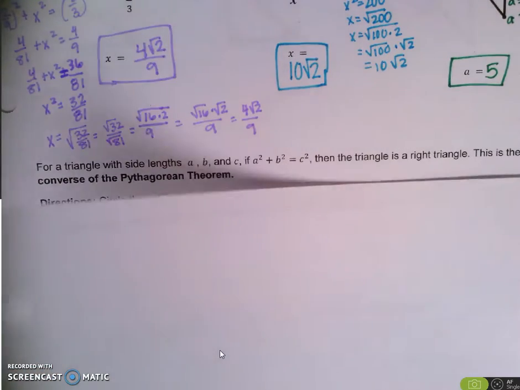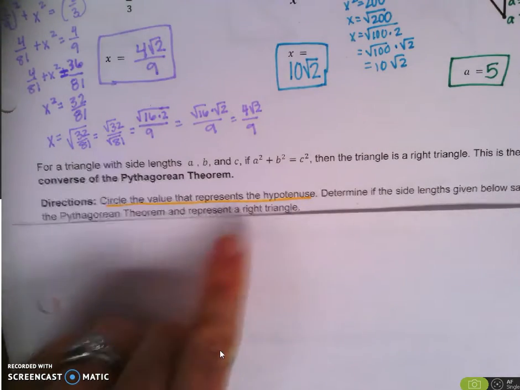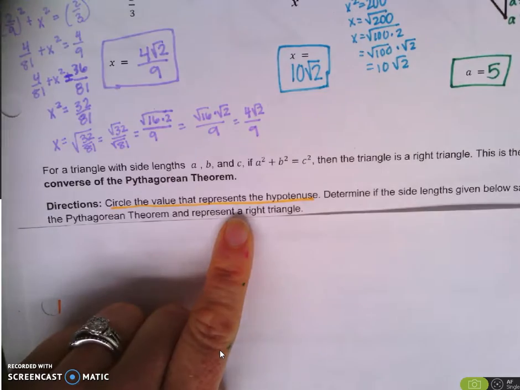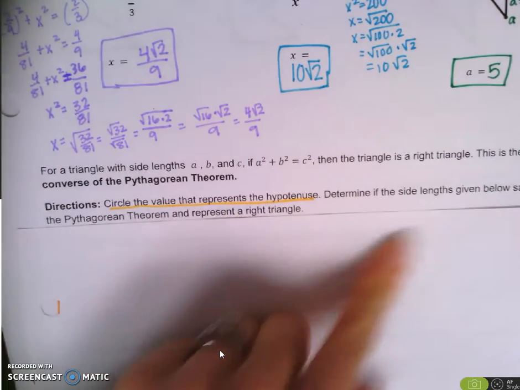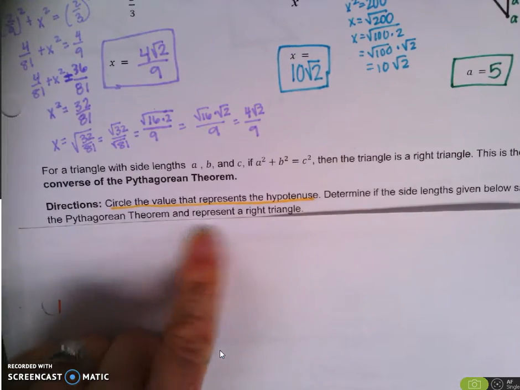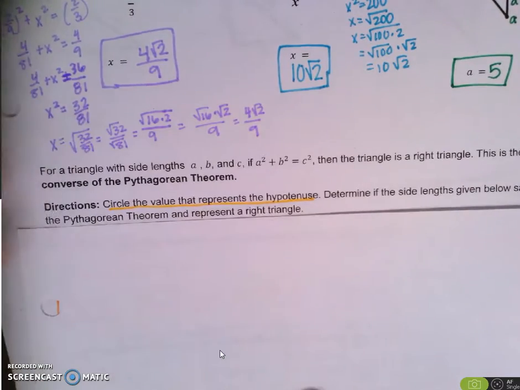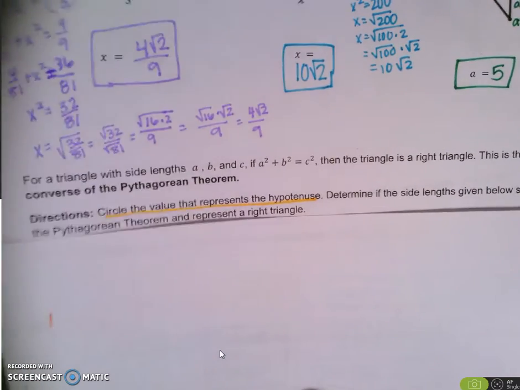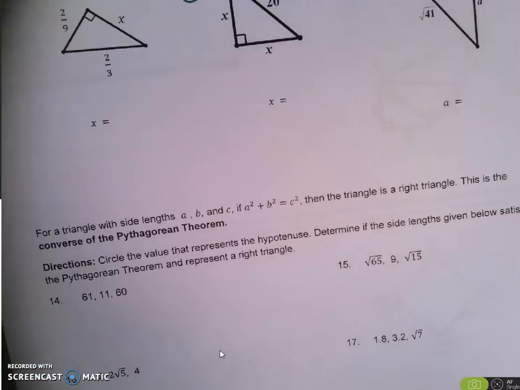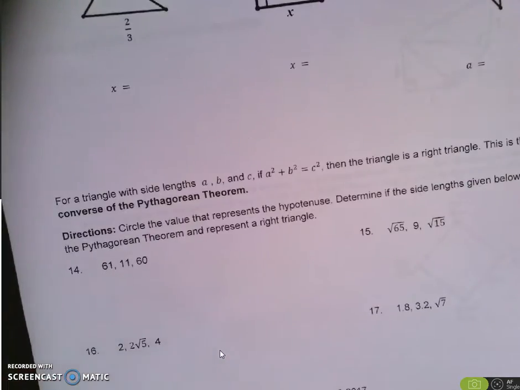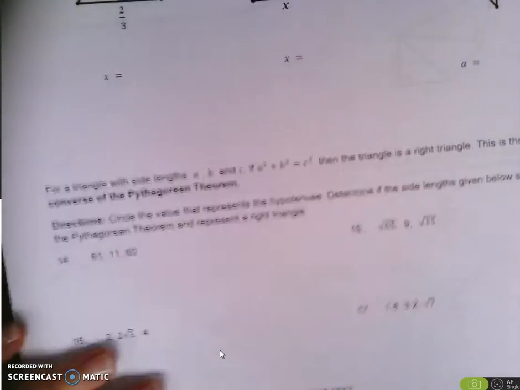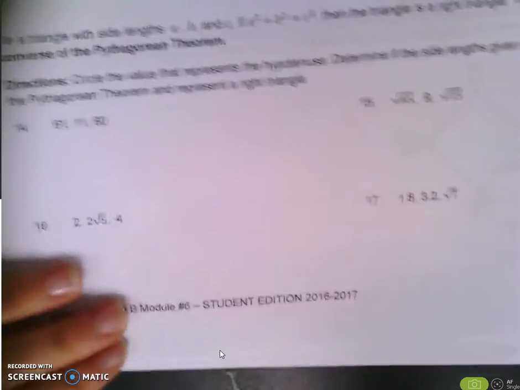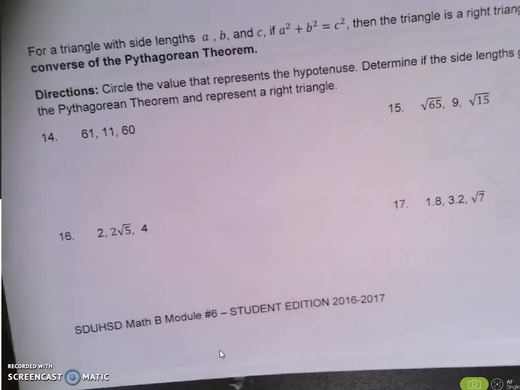So that's the converse of the Pythagorean theorem. So taking a look at this, the directions say circle the value that represents the hypotenuse. Determine if the side lengths given below satisfy the Pythagorean theorem and represent a right triangle. How am I going to know what value represents the hypotenuse? That's right, it's the biggest side length. We can't say it's the side length opposite the 90-degree angle because we don't know it's a right triangle. We also don't have a picture to look at.